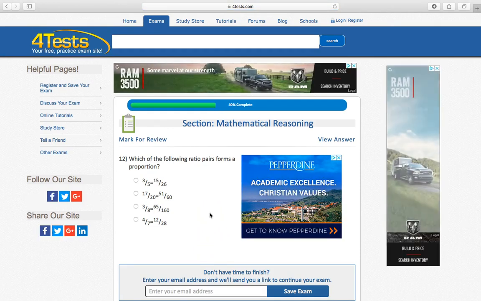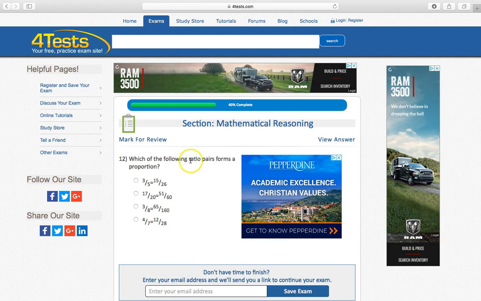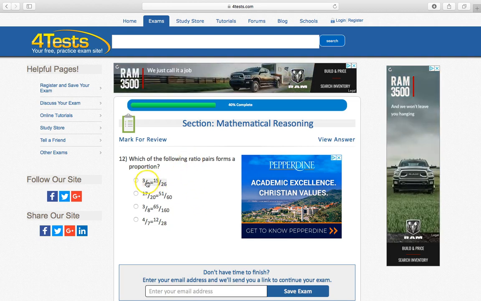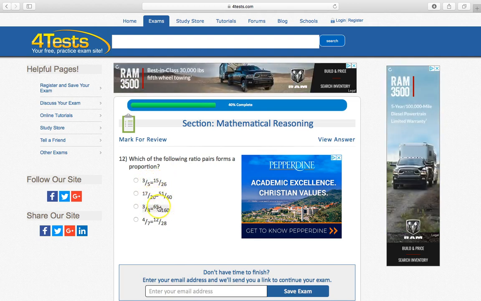Which of the following ratio pairs forms a proportion? That's worded kind of weird. All they're really saying is, does 3/5 equal 15/26? Which one of these ratios equal each other? To do that, the 26 doesn't really work with 5 very well, because 5 times 5 is 25 and 5 times 6 is 30. It's hard to figure that one out, so this one will be wrong, and we should cross that one out real quickly.